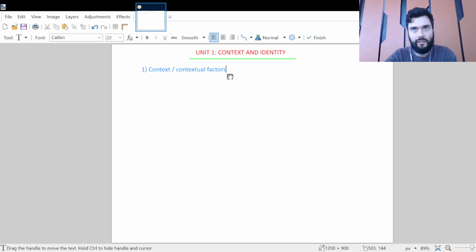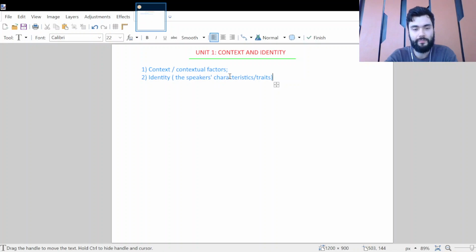This is umbrella term number 1. Number 2 is identity. So identity deals with the speaker's characteristics or traits. A side note that at the exam you're given 2 texts, so there are 2 speakers, 2 communicative situations, thus there are 2 different contexts, and the task is to make a comparative evaluation.